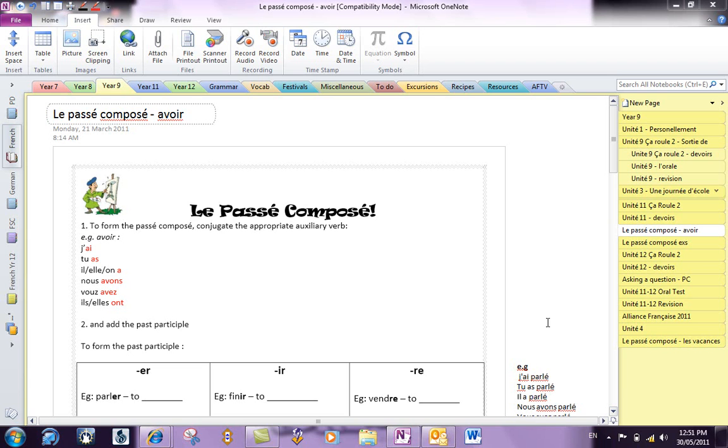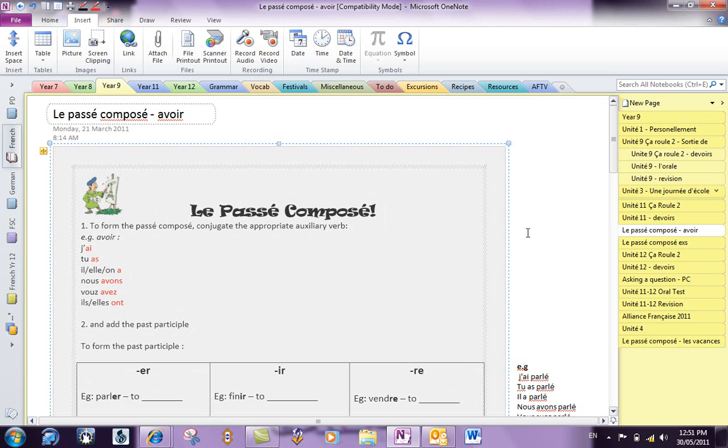Remember, passé composé, two words, two parts, composé, composed of two parts. And the first part, you can see here, number one, we conjugate the appropriate auxiliary verb. And today we're going to talk about avoir. Can you say that after me, and I'll repeat after you? J'ai, tu as, il, on a, nous avons, vous avez, ils, elles ont.